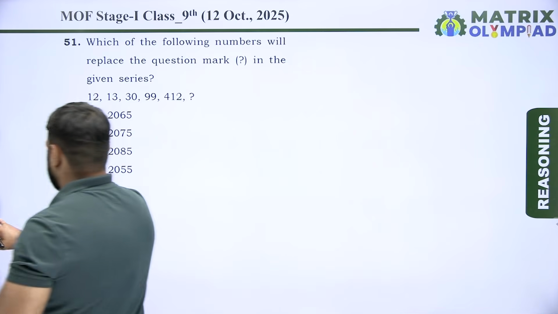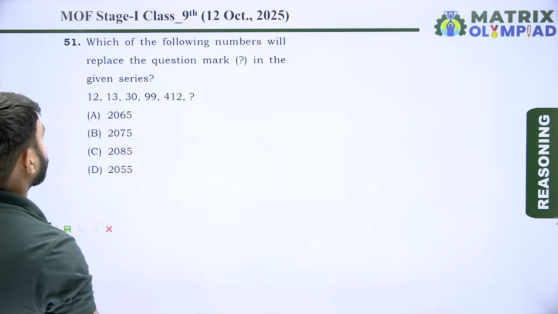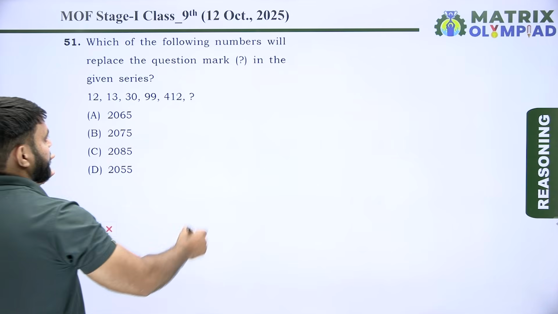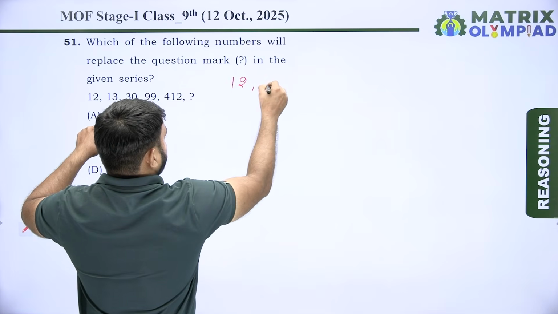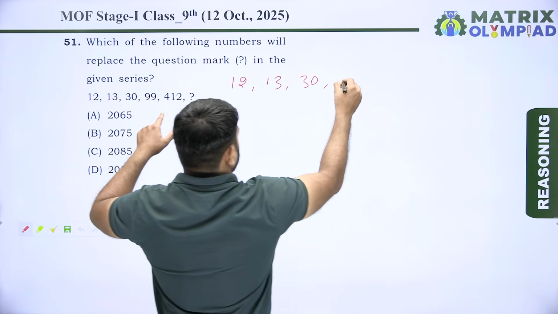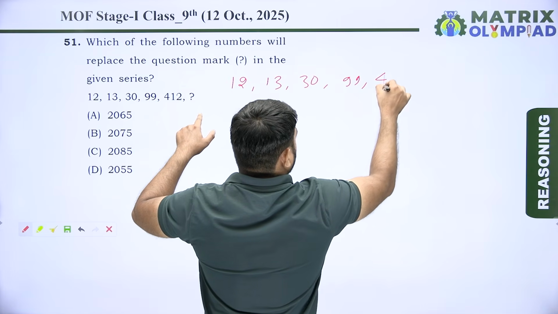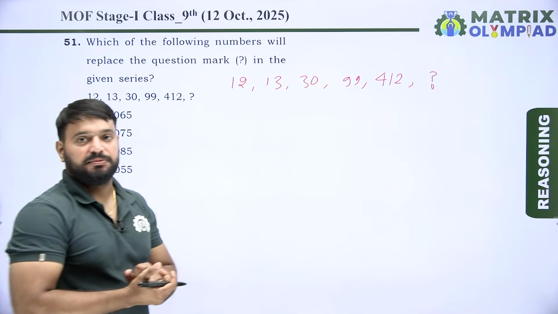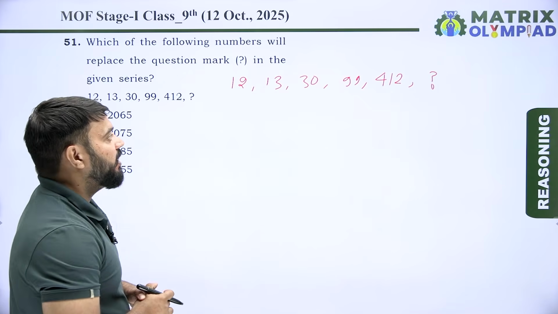So let's get started. Now here is question number 51. Which of the following numbers will replace the question mark in the given series? The series is 12, 13, 30, 99, 412. After 412 the next number is missing. So first find the pattern of the series.